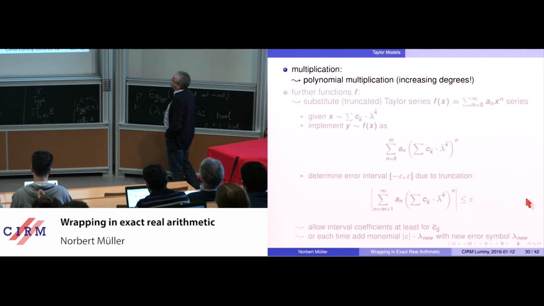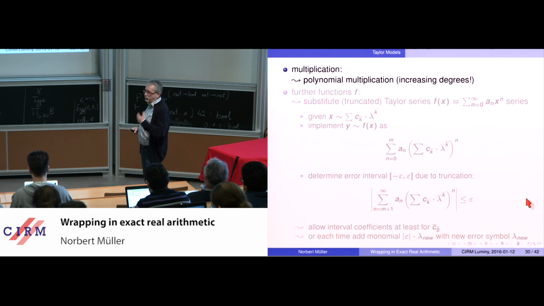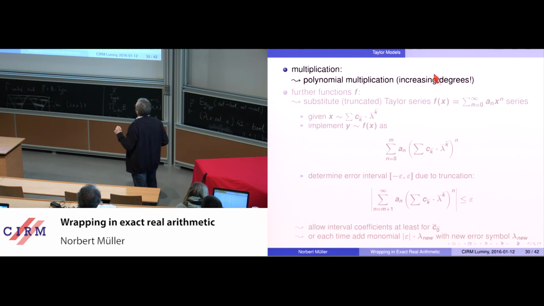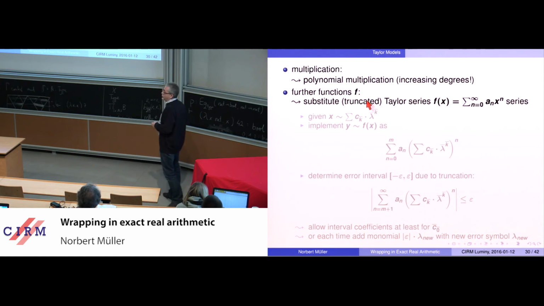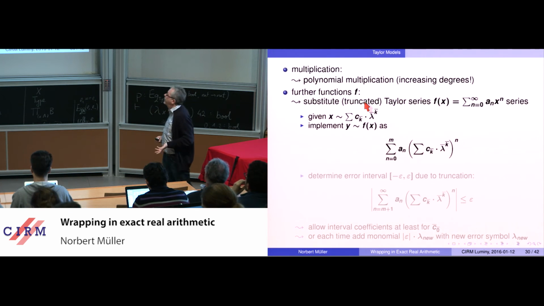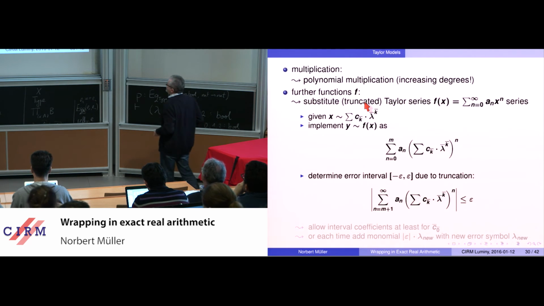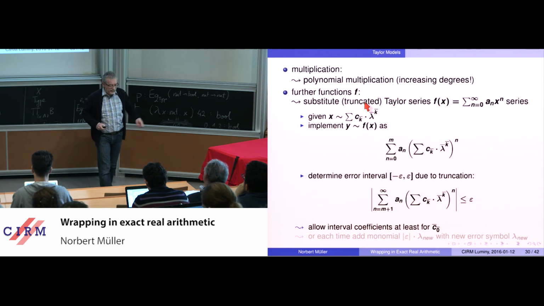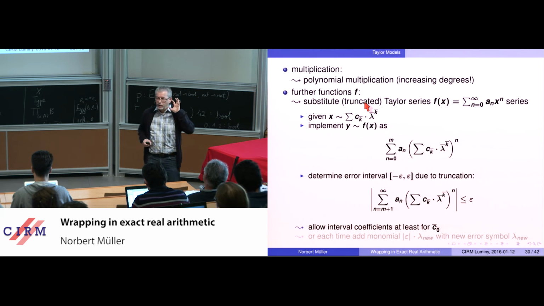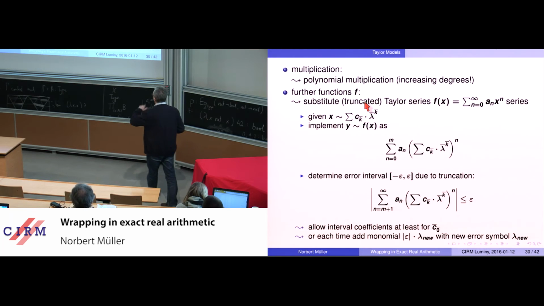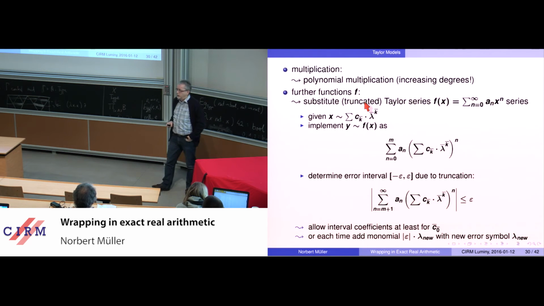So what can we do? We can do multiplication, for example. We have polynomial multiplication, no problem. But the degrees will grow if we multiply polynomials, okay? And we can have further functions as long as they are Taylor series. With the Taylor series, we can truncate the Taylor series. We have a remainder, which means somehow we will have an error if we compute with Taylor series, so we accumulate this error in one of these intervals that we have. Or we add some new monomial and a new error symbol equivalently.